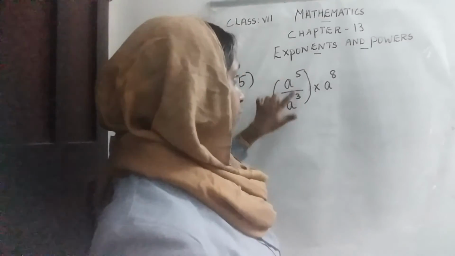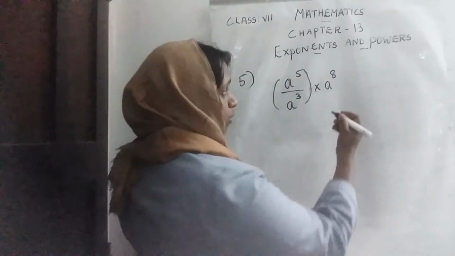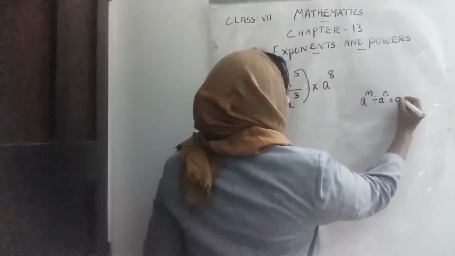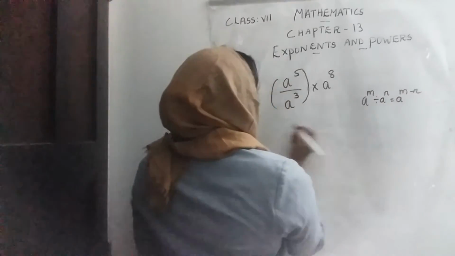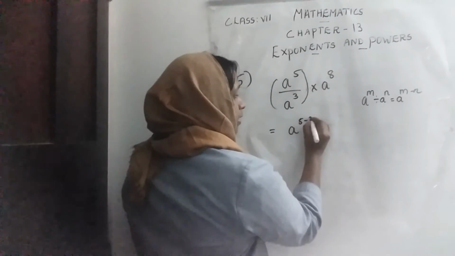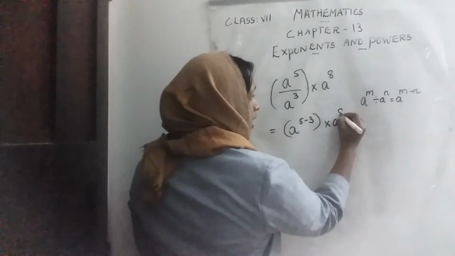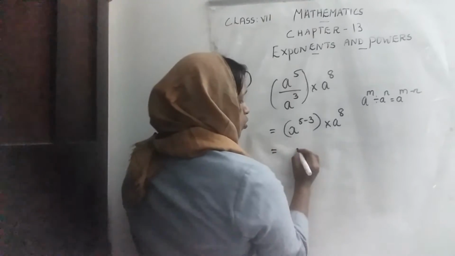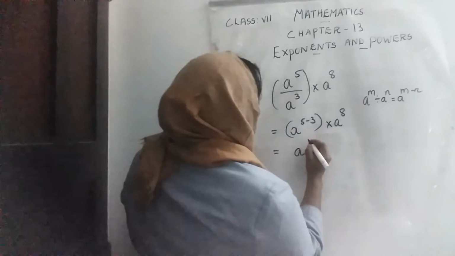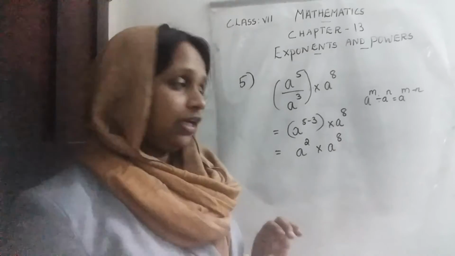See, a raised to 5 by a raised to 3. We know a raised to m divided by a raised to n is a raised to m minus n. So that means a raised to 5 minus 3, which is a raised to 2, into a raised to 8.